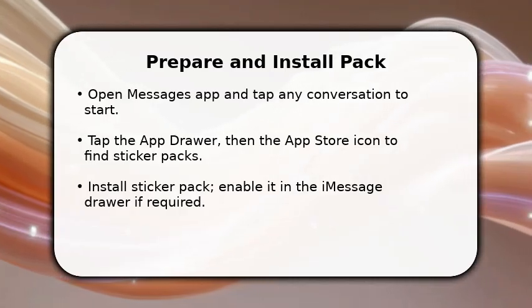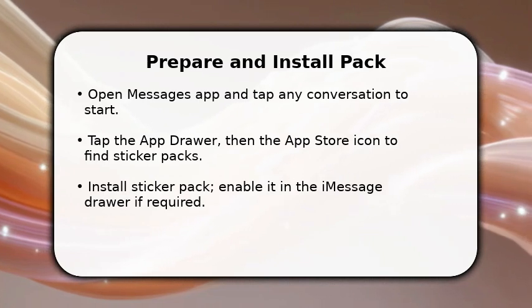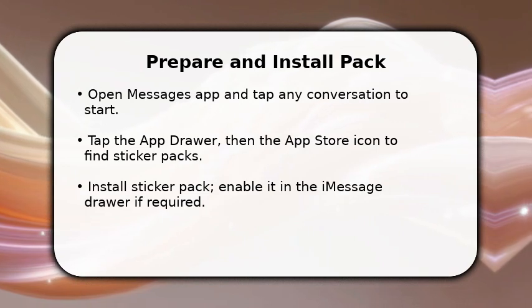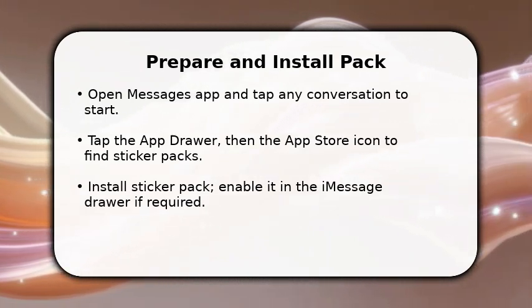When you're ready, start inside Messages. Tap a conversation, open the app drawer, then the iMessage app store. Find the sticker pack you want and install it. This makes the pack available immediately.